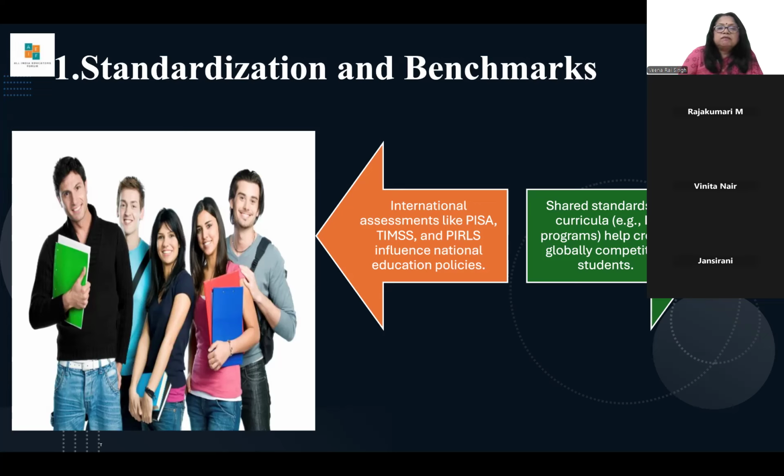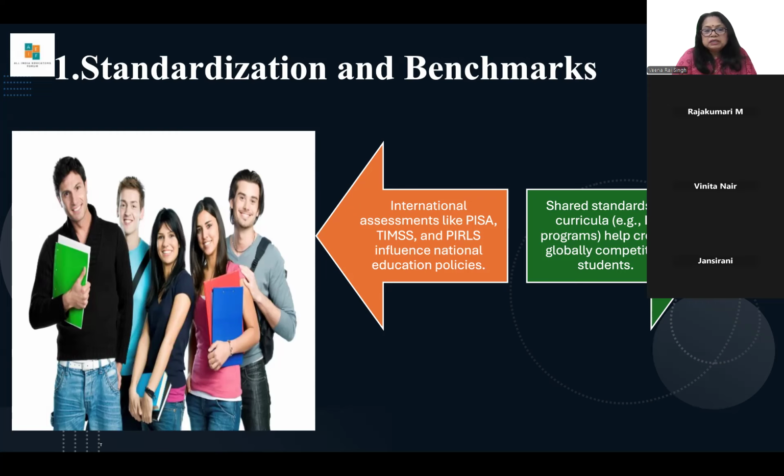We have so many international boards which are available, right? They are helping students compete globally. The assessment systems which are available to us are PISA, TIMSS, and PIRLS, and it's not simple, they are also influencing the national education system.